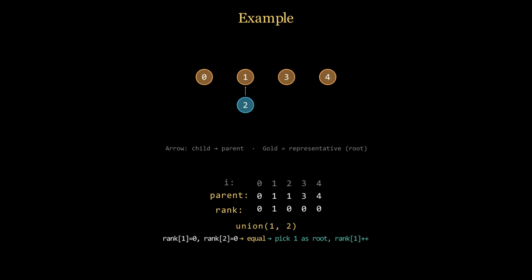Union 1 and 2. Find of 1 gives 1, find of 2 gives 2. Ranks are equal at 0, so we pick 1 as root and increment its rank. Parent of 2 becomes 1. In the tree, 2 now sits below 1 with an arrow pointing up.